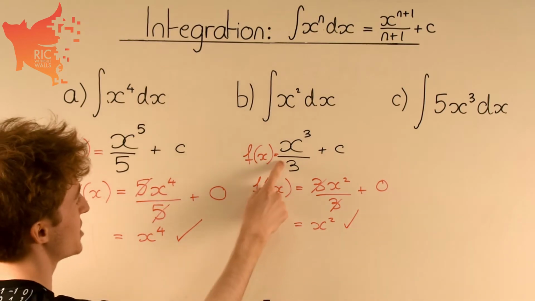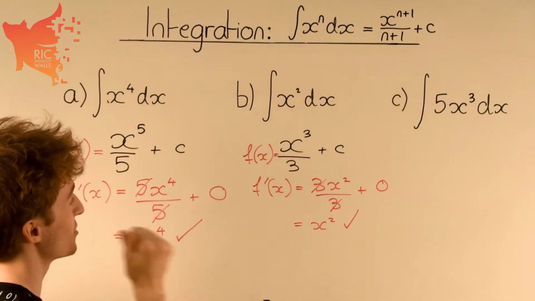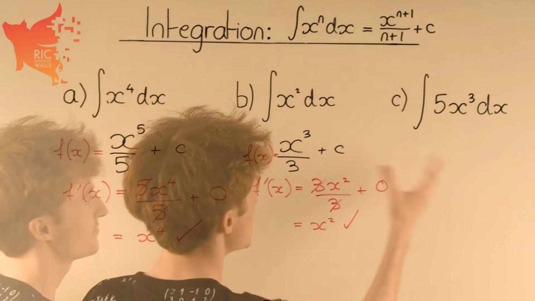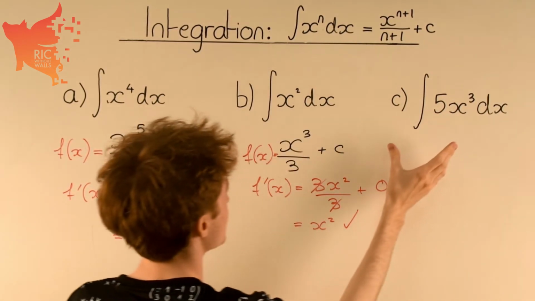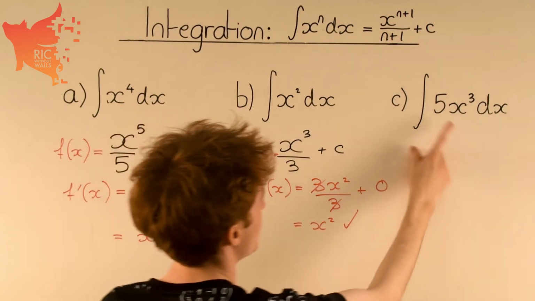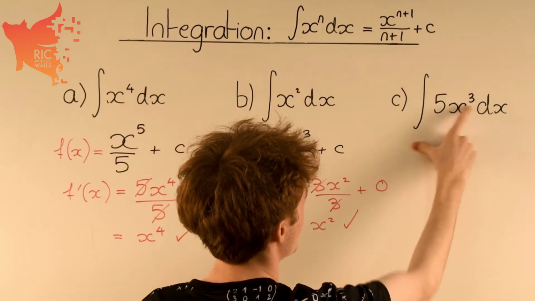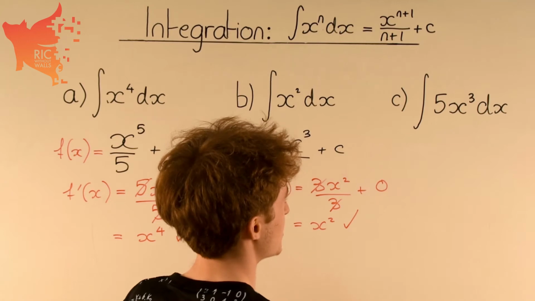Great stuff, so it differentiates to get back to the original expression, which means that we've integrated it correctly. Now in this third example, we've got to integrate 5x to the power of 3. This example is slightly harder than the previous two because we've got a number in front of the x to the power of 3. We've got this 5 here. So here's how we deal with that.